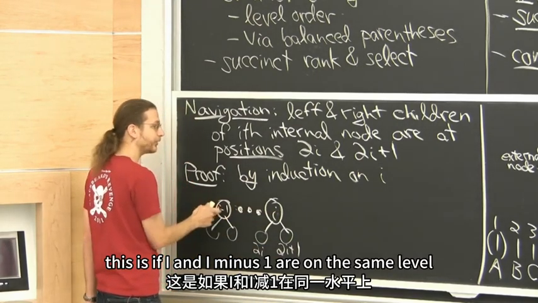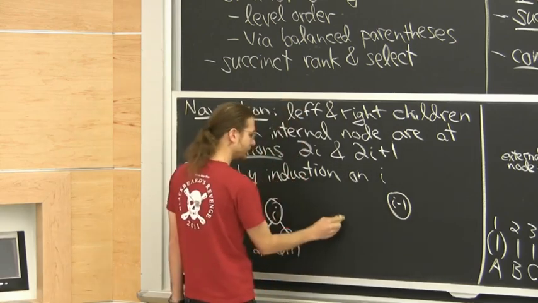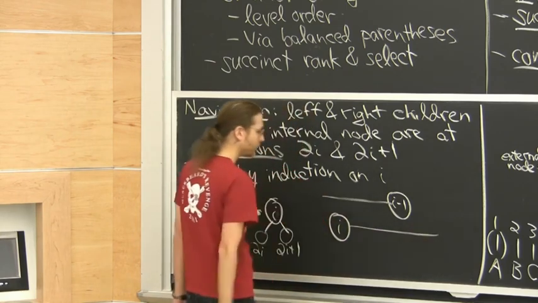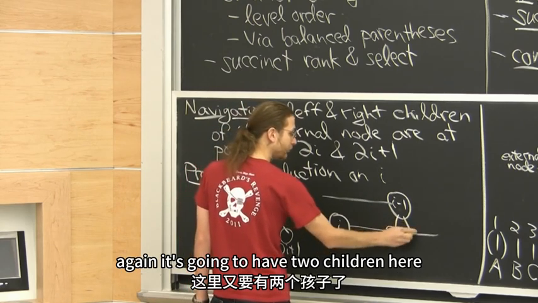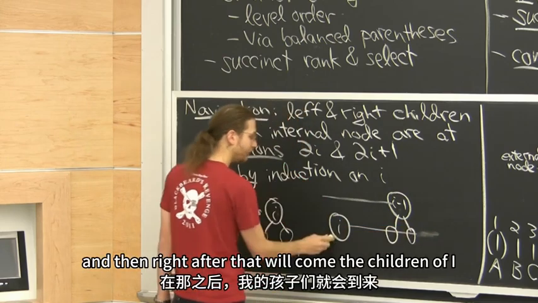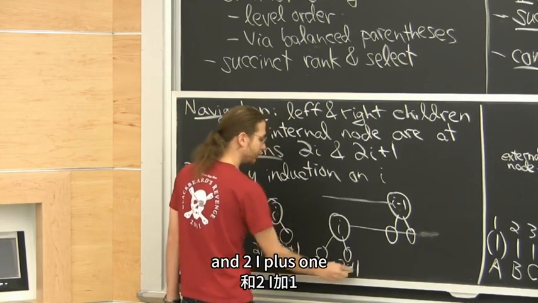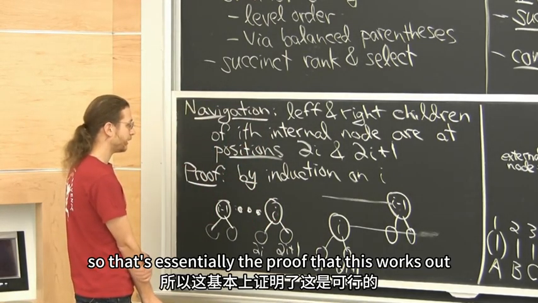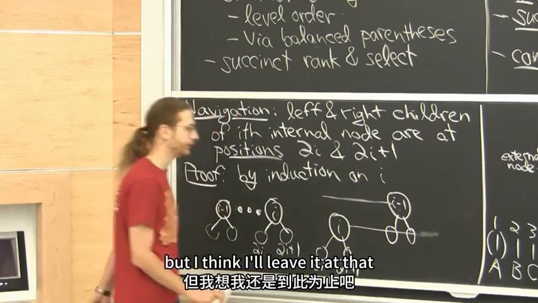This is if i and i minus 1 are on the same level, but it also works if they're on different levels. So if i minus 1 is the last node on its level, again, it's going to have 2 children here, which will be the last nodes on this level. And then right after that will come the children of i, again at positions 2i and 2i plus 1. Okay, so that's essentially the proof that this works out. There's lots of ways to see why this is true, but I think I'll leave it at that.